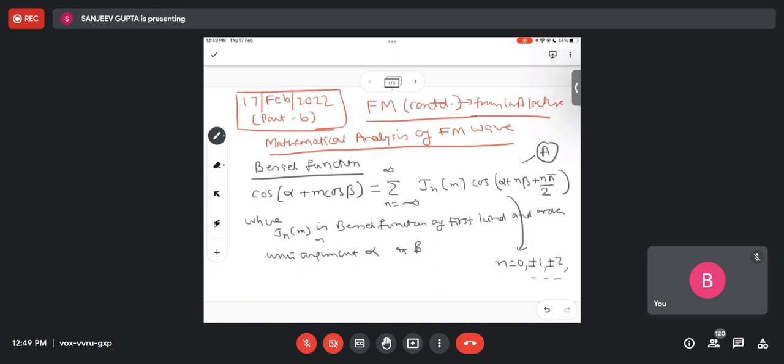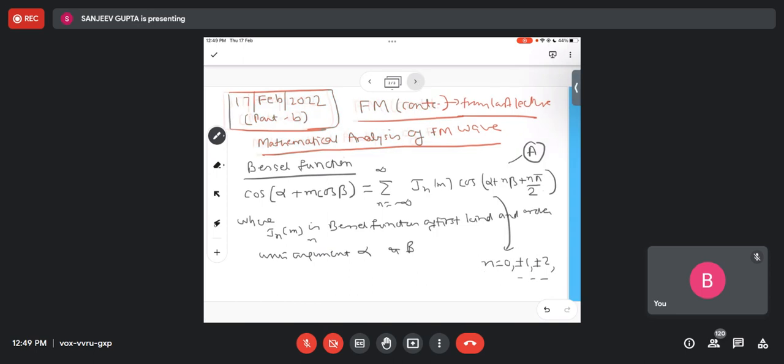So this is a standard Bessel equation. No need to mug up what I have written for this Bessel function. But just for your understanding, it has these components where J n M is the Bessel function of the first kind and order n, and it has the arguments alpha and beta.